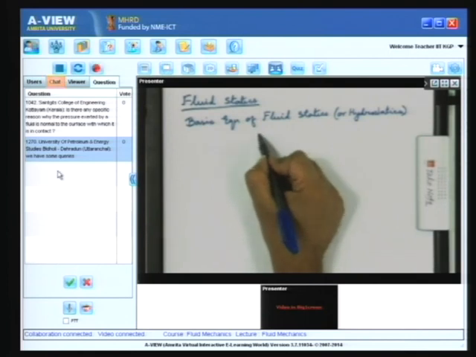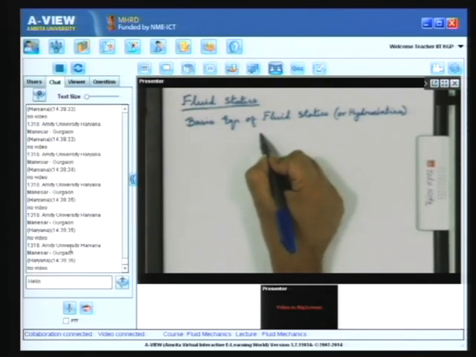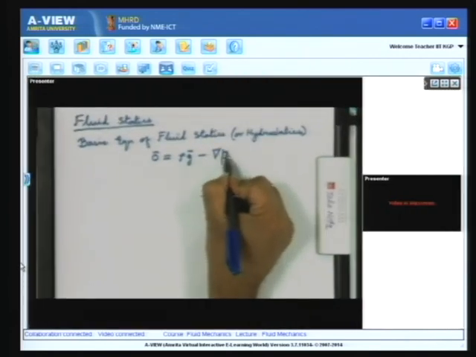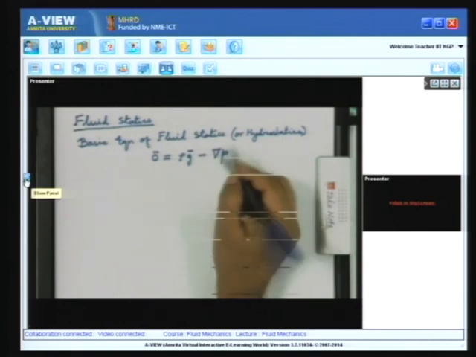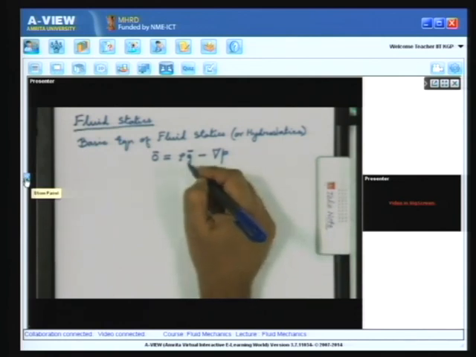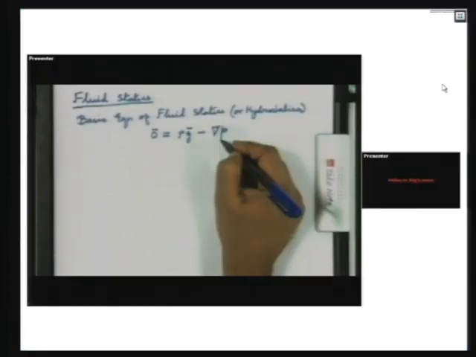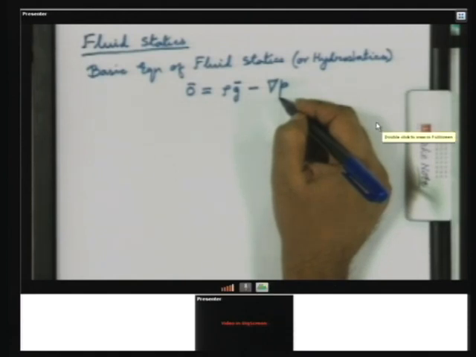So, we had this equation that 0 is equal to rho g minus grad of p. The first term on the right hand side is the body force per unit volume, and the second term is the net surface force per unit volume when the fluid is at rest.